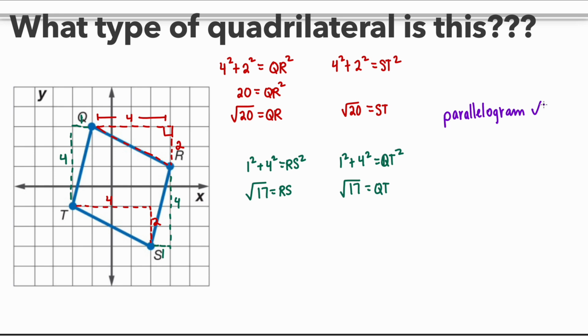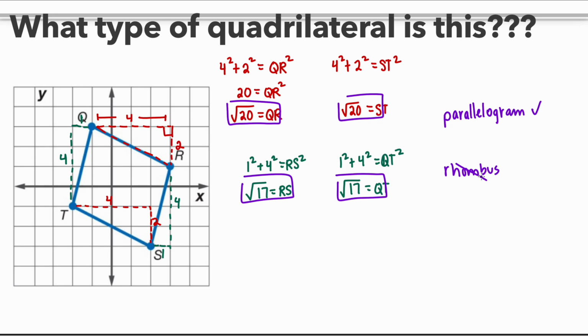Now, to find if it's a rectangle, you're looking to see if this right here would be 90 degrees. If it's a rhombus, then all sides are equal, which does not happen. You have the square root of 20 and the square root of 20, but here is the square root of 17 and the square root of 17. Since all sides are not equal, it is not a rhombus.